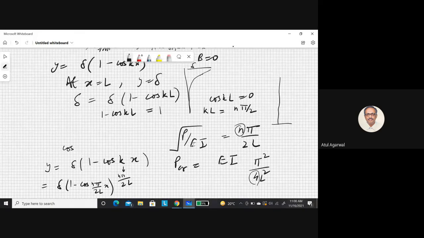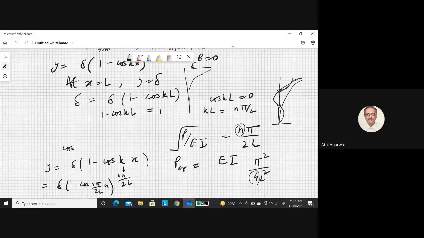For example, this is for n is equal to 1. If you take n is equal to 2, you may get a deflection shape like this. So you have to check it out. Okay. So you see there is some additional constraint you are putting here, and you will find your buckling load will reduce. Okay. So you have to just check it out.